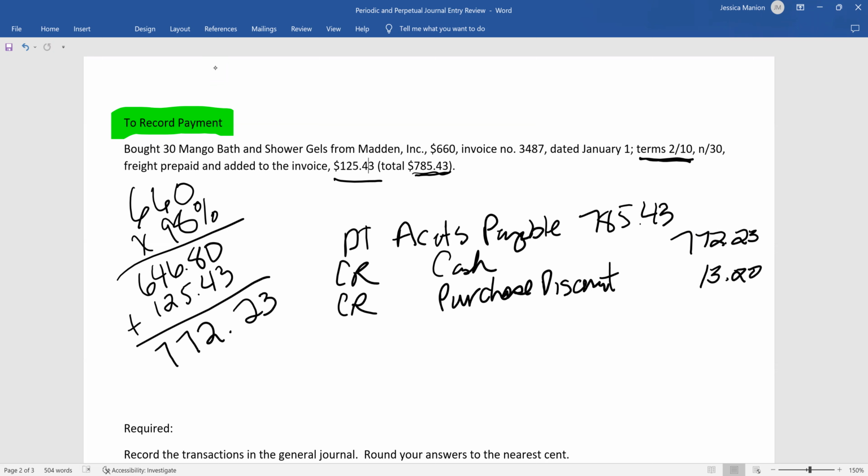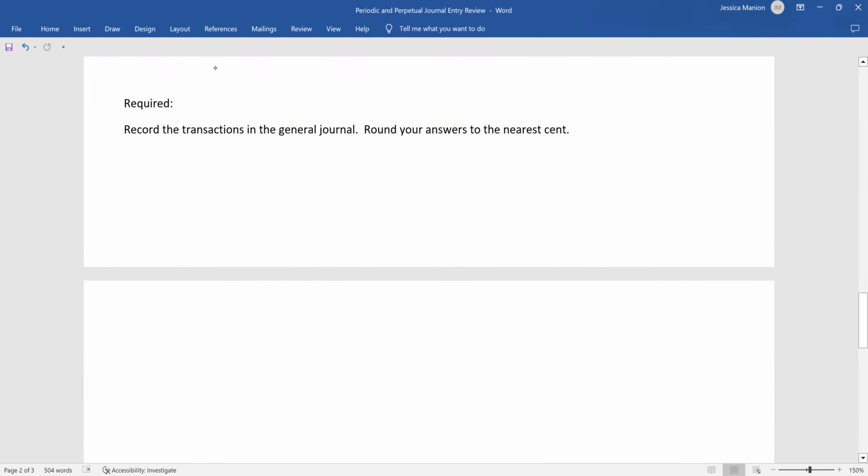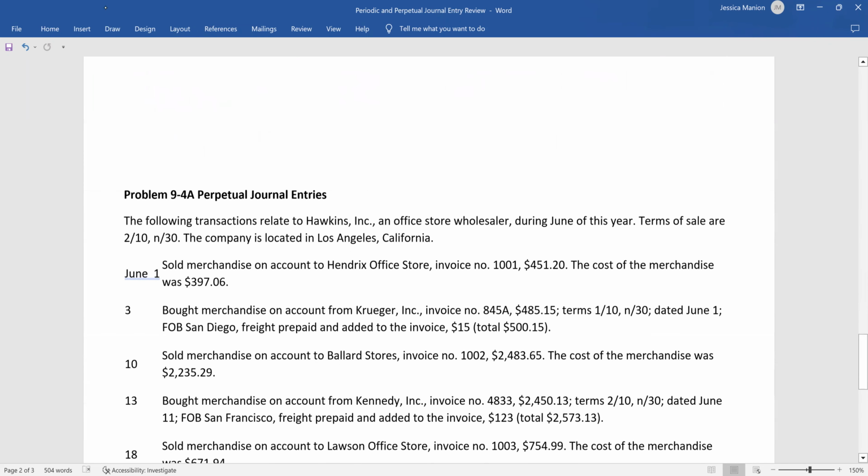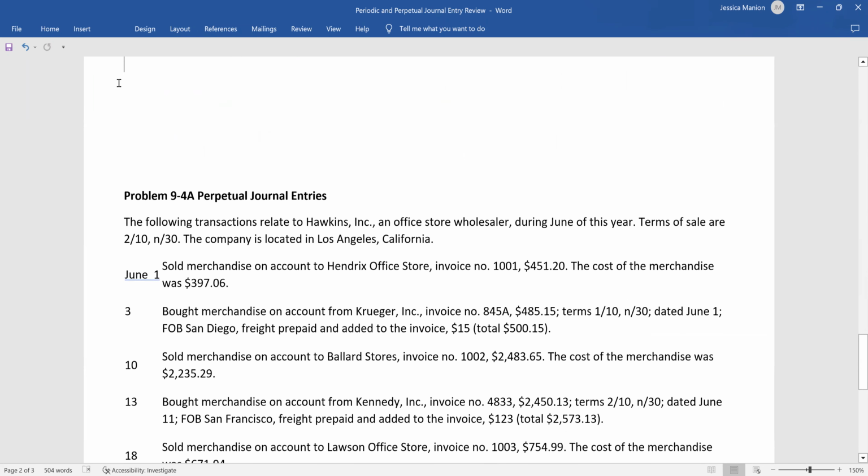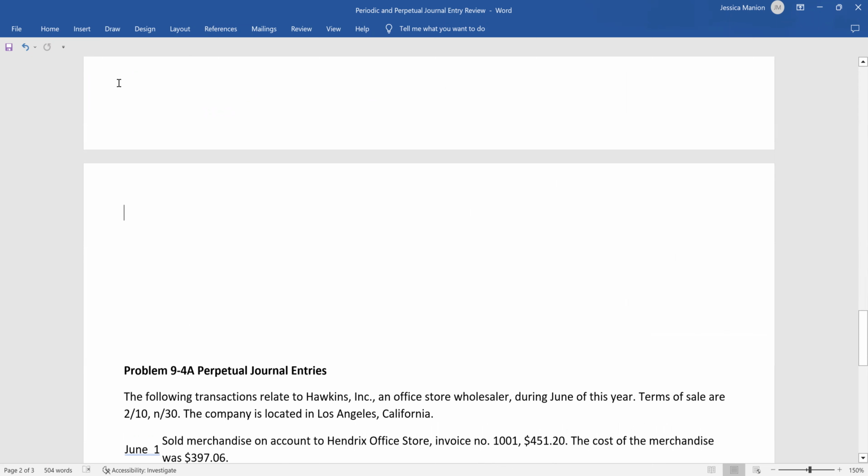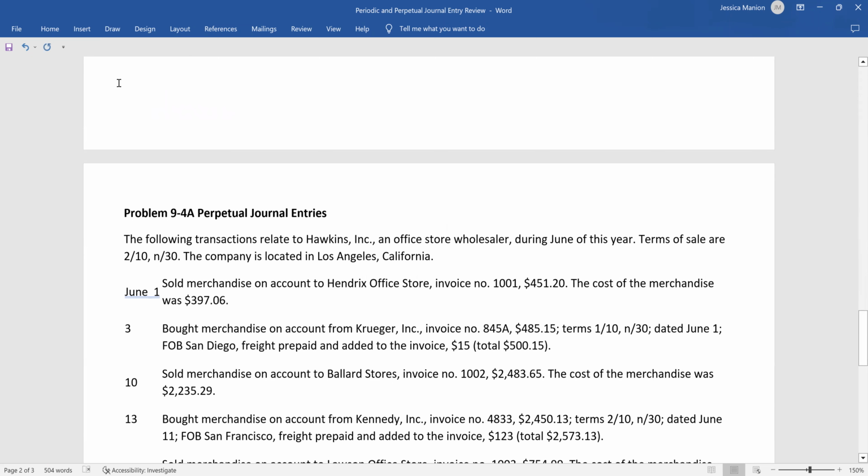Okay. Let's do some perpetual then. So now we're on problem 9 4A. Again, our second problem on the test, we have to do 5 or 6 perpetual journal entries, right? So let's get some practice with these.